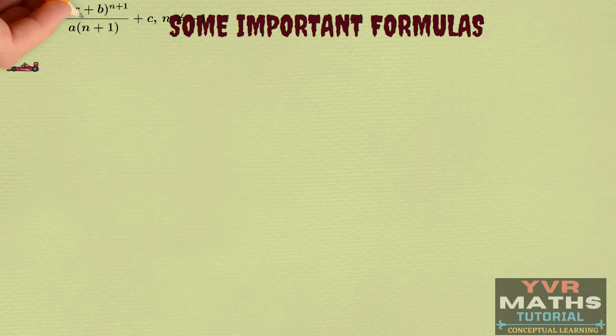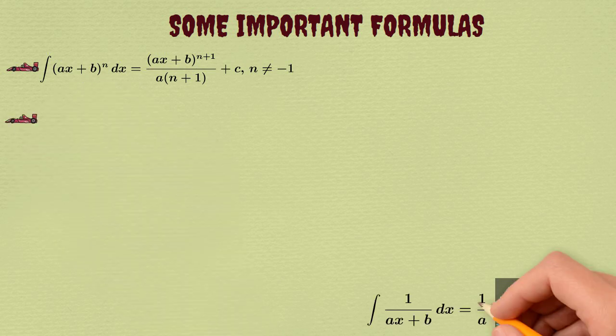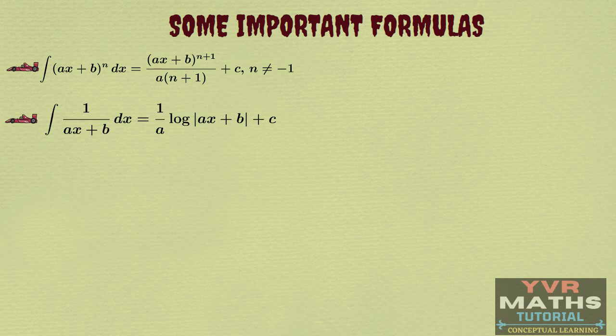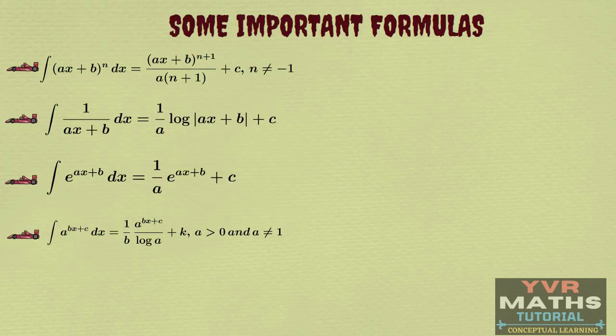First formula is integral ax plus b whole power n dx is equal to ax plus b whole power n plus 1 by a into n plus 1 plus c. Second one is integral 1 by ax plus b dx is equal to 1 by a log modulus of ax plus b plus c. See third one, integral e power ax plus b dx is equal to 1 by a into e power ax plus b plus c. See fourth one, integral a power bx plus c dx is equal to 1 by b into a power bx plus c by log a plus c.